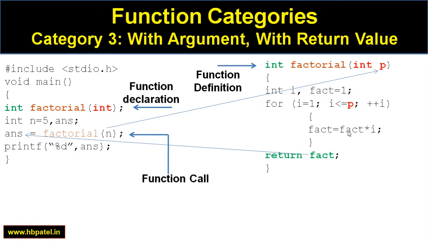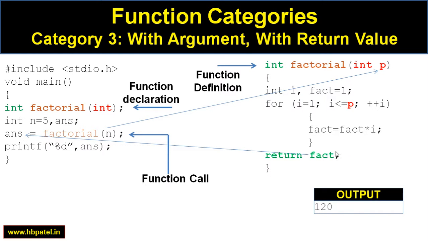We know that 1 multiplied by 2 multiplied by 3 multiplied by 4 multiplied by 5 is 120, and that 120 will be there in the variable fact. When I return this fact, it will be copied into answer because this whole function has been called on the right hand side of the expression. So whatever response we get, this fact 120, will be copied into answer, and when I print answer, I'll be getting 120. This is what you get.